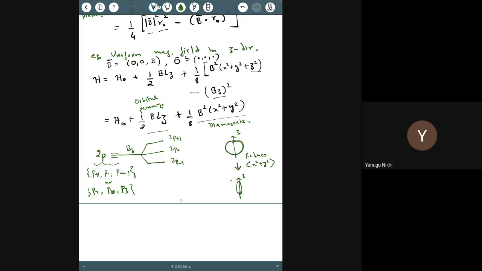Now, I want to show you some examples of what happens when you place a molecule in a field. So I will just stop sharing this screen and go over to my laptop.